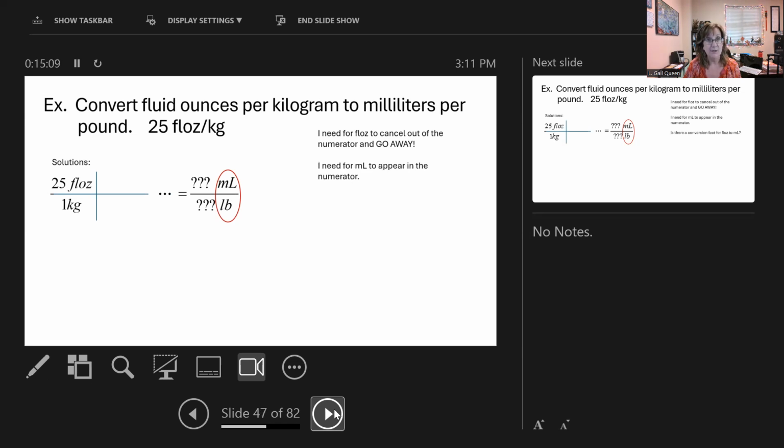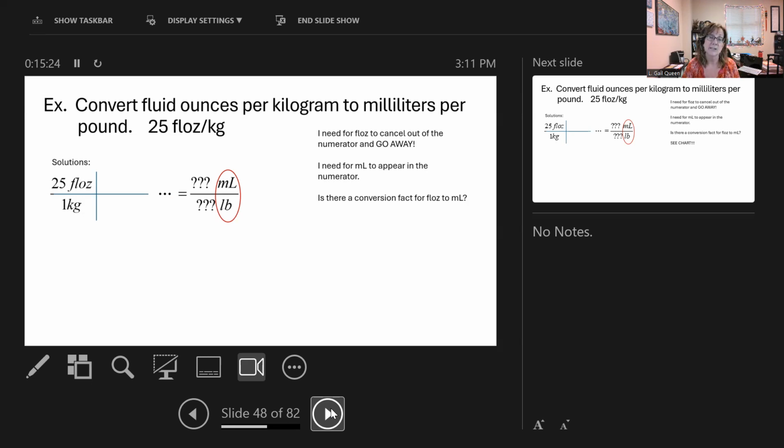What I want to appear in the numerator is milliliters. So my question is then, is there a conversion fact for fluid ounces to milliliters? So I need to look for that. I don't know it off the top of my head.